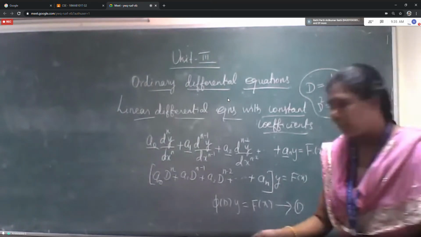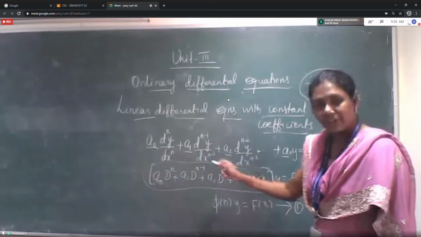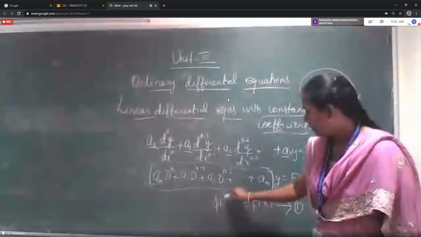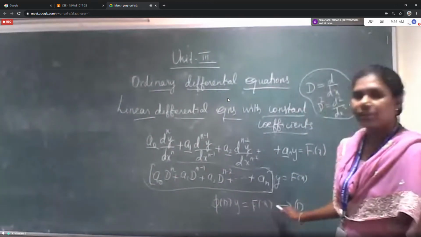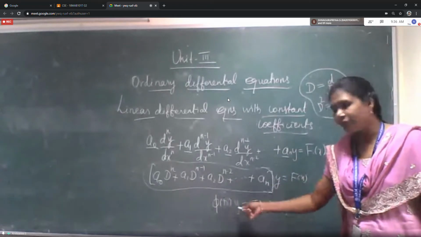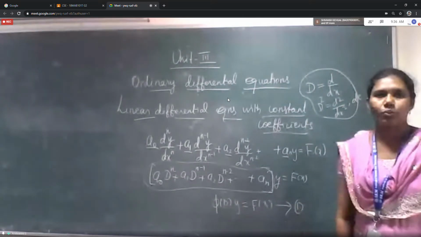I am going to take the whole equation, fully for our convenience: phi of D into y equal to f of x. This is the general format only, no? That's why we are taking phi of D into y equal to f of x as equation 1.